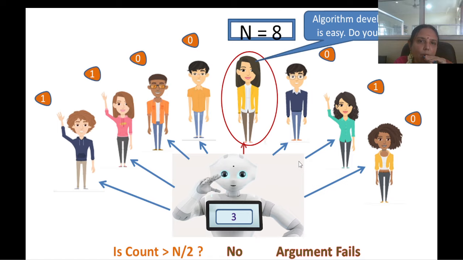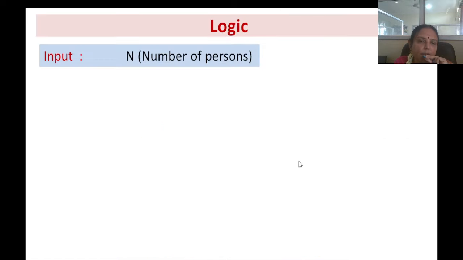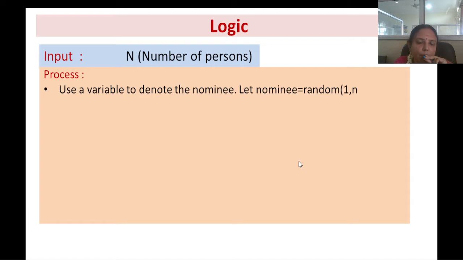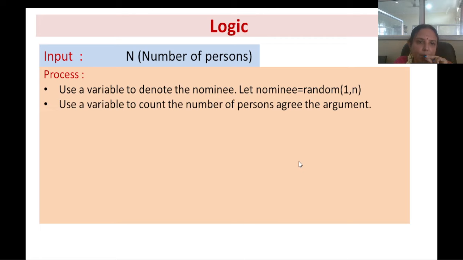So how do we build the logic for this scenario? What is your input? N, the number of persons. What are the processes we are going to do? First, we will use a variable to denote the nominee. So let nominee be equal to random of 1 comma n. Next, we use a variable to count the number of persons who agree with the argument. We name it count, and initially count is equal to 0.